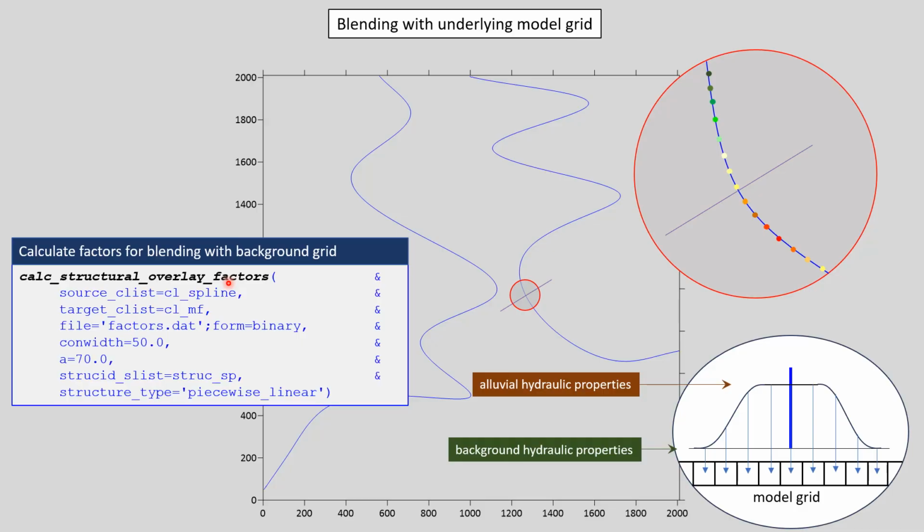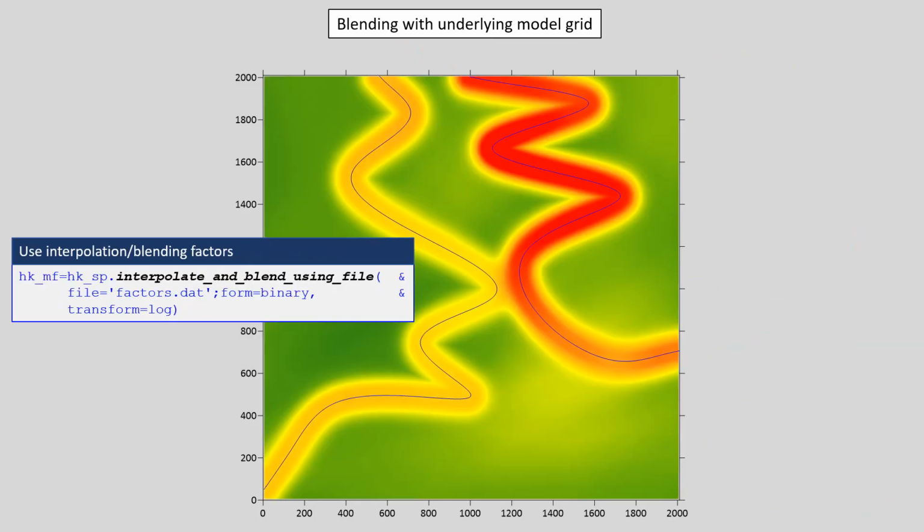So now we have the wherewithal to do the things we need to do, interpolate these properties down the alluvial channel and then blend them with the background properties. The next task is to call function interpolate and blend using file to actually implement that interpolation process down the spline and the blending operation with the hydraulic properties of the host material. So there now is our model grid populated.